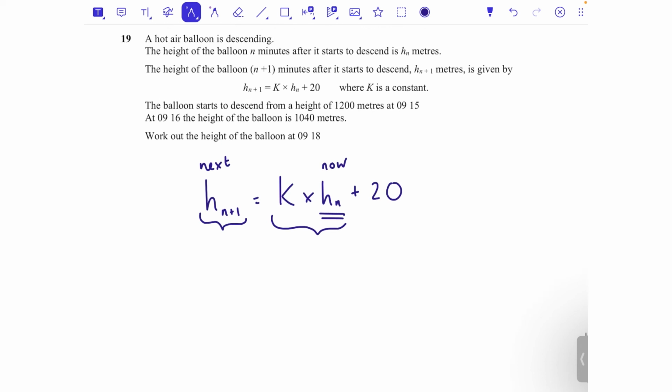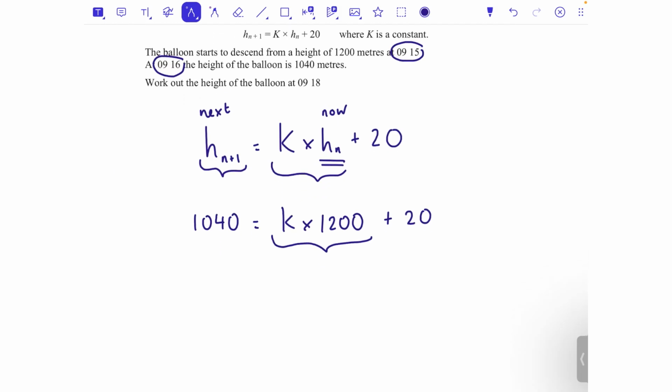Okay, so we know that if at 9:15 it was 1,200 and at 9:16 it was 1,040, they've used this formula. So 1,040 is a minute later. So we've done k times 1,200 add 20. And we know that that must be true. And this is going to enable us to work out what k is.